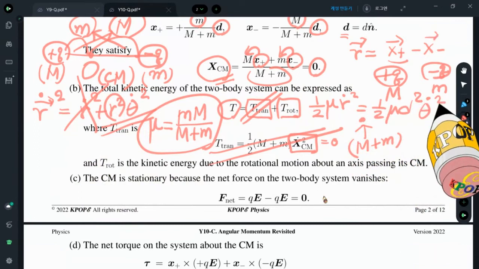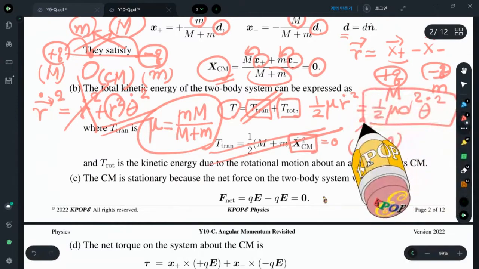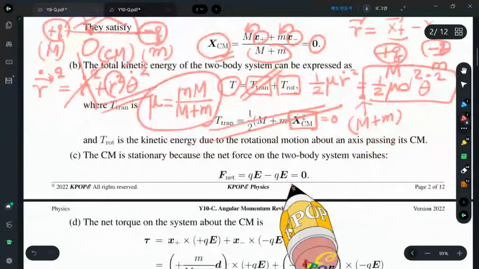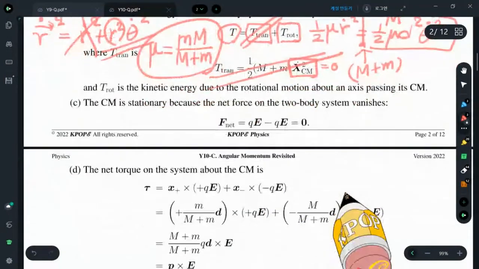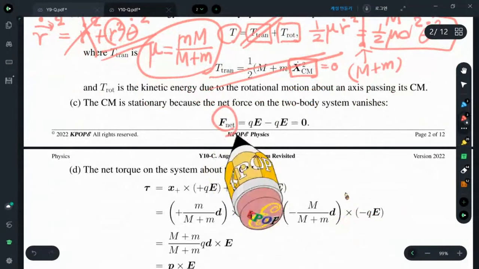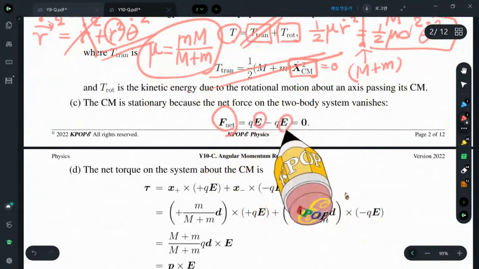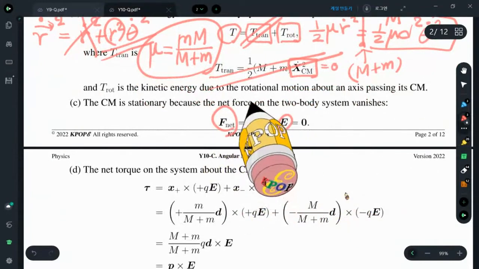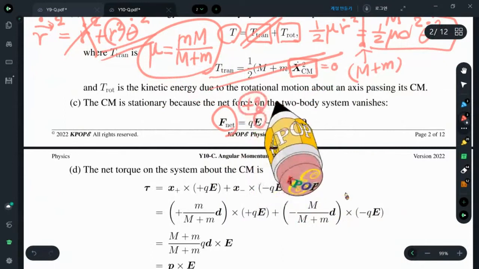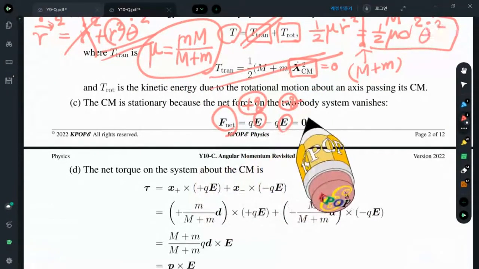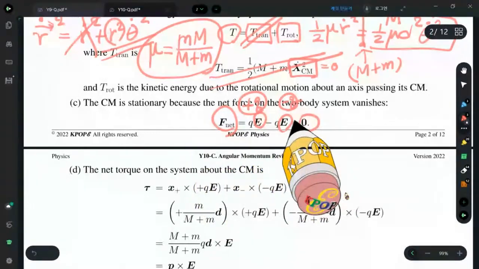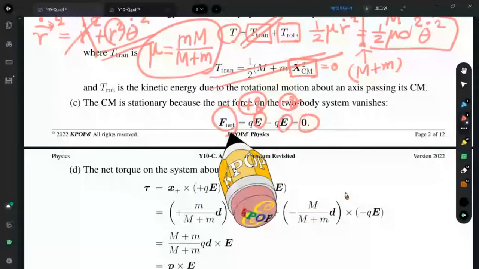That's it. This is the total kinetic energy of this system. Let's consider the net force. It's trivial because the electric field is constant and one is a plus q and the other is a minus q. So the sum of the two forces is trivially 0. So net force is 0.